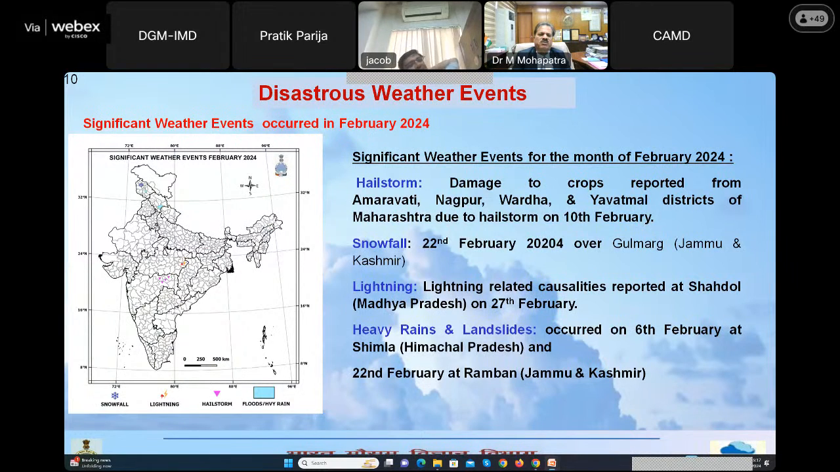Now let us look at disastrous weather events. During the month there was hailstorm, especially in the last week. You have seen the hailstorms damaging crops in Amaravati, Nagpur, Wardha, and Yavatmal districts of Maharashtra on 10th February. Also snowfall occurred on 22nd February 2024 over Gulmarg. Lightning-related casualties were reported in Sarul, Madhya Pradesh on 27th February. Heavy rains and landslides occurred on 6th February in Shimla and 22nd February in Ramban, Jammu and Kashmir.